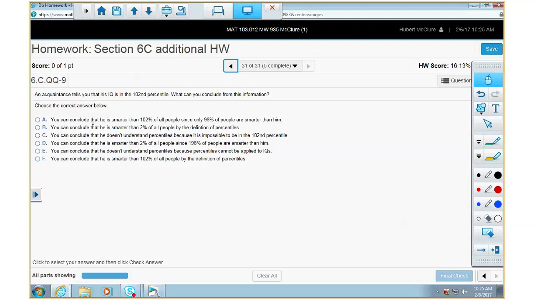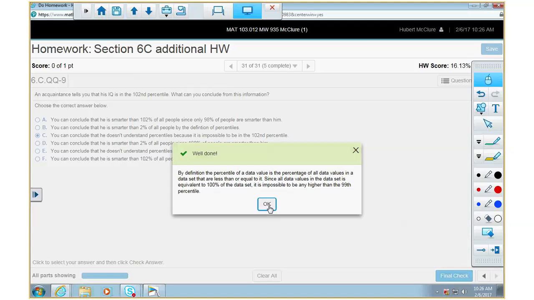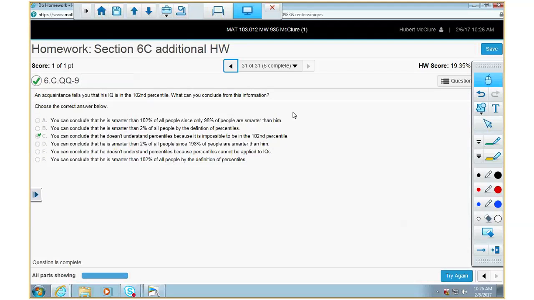You can conclude that he is smarter than 102% of the people, only 98% of them are smarter than him. C, I don't think that's right. Okay, you can conclude that he doesn't understand percentiles. That could be right. That's probably the answer. Knowing this book, it is. You have got to be kidding me. That question will not be on the test. That would be considered a trick question.